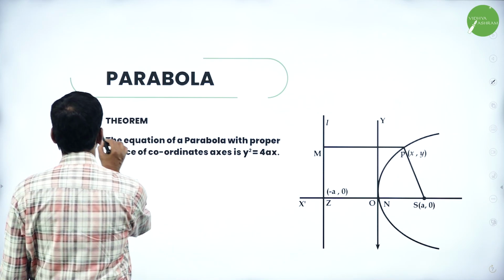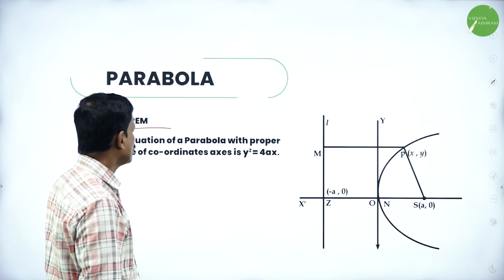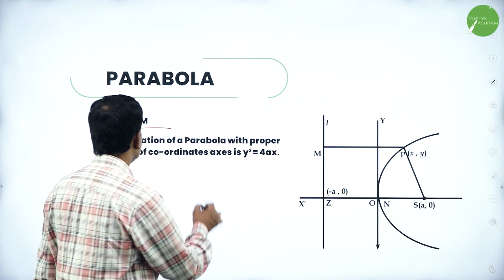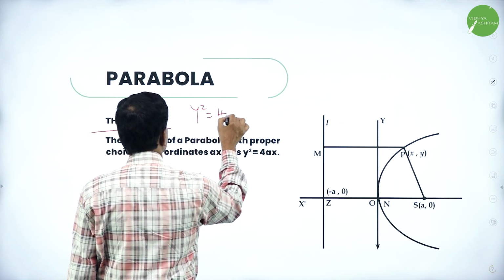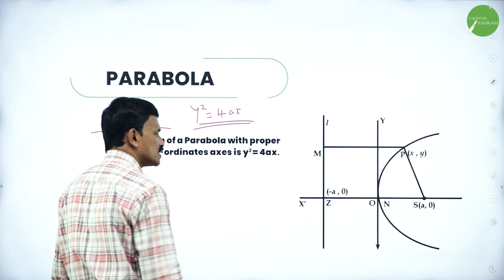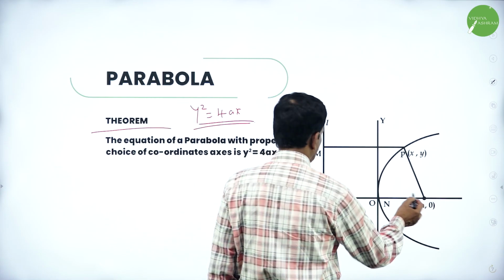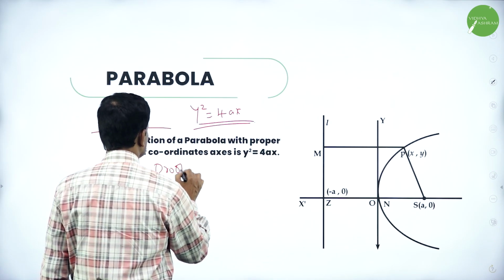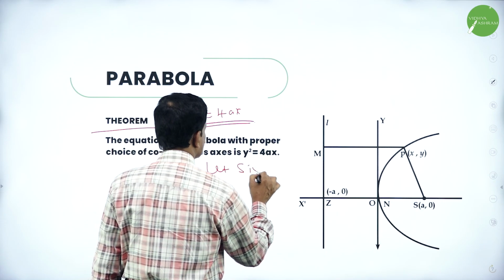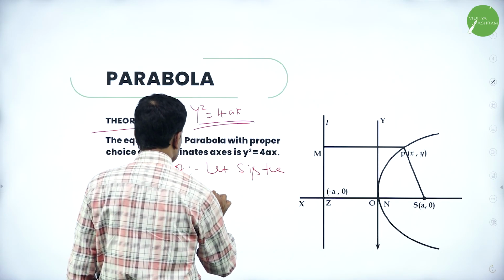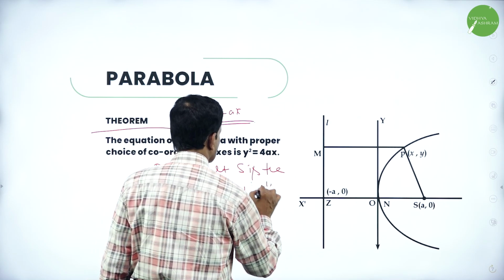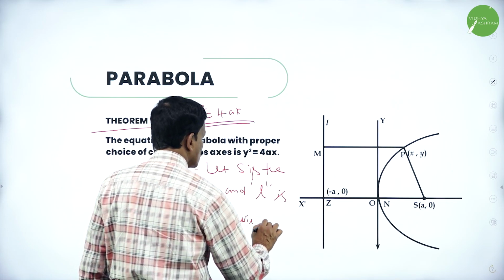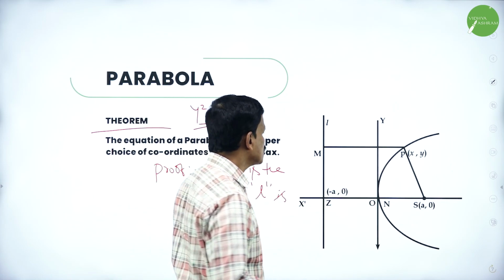Let us derive the equation of the parabola, with proper choice of coordinate axes, in the standard form y square is equal to 4ax. Now let us consider S as the focus and L as the directrix.